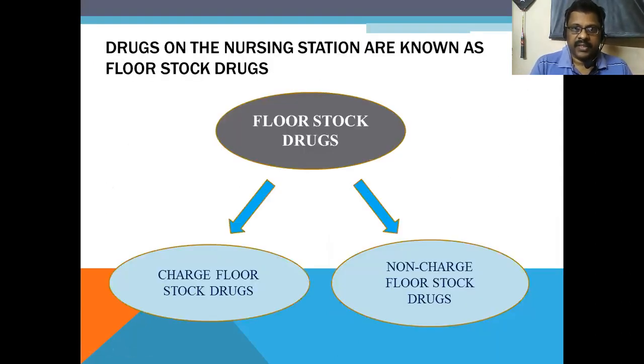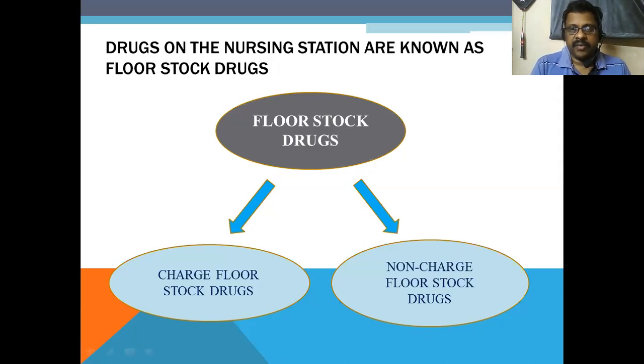Drugs on the nursing stations are known as floor stock drugs. There are two types of floor stocks: charged floor stock drugs and non-charged floor stock drugs. That will be segregated according to the specifications given to the nursing stations. Some items, for example, bandages, syringes, like that.